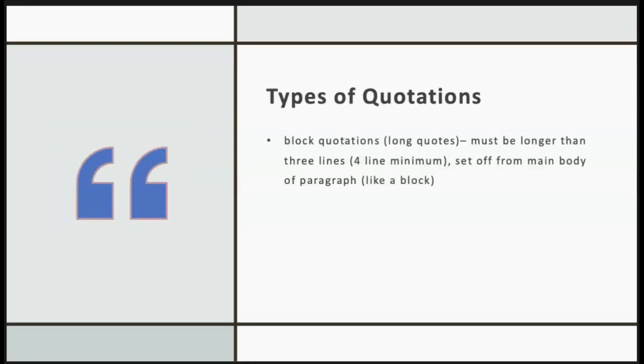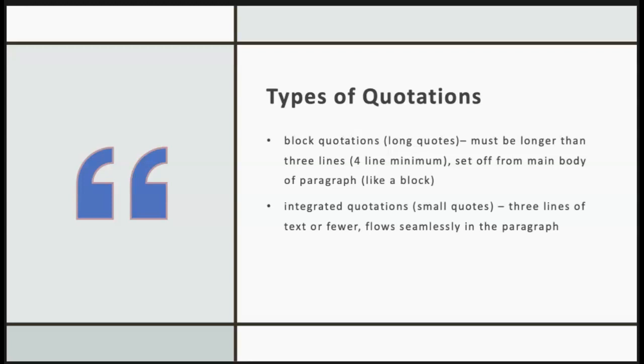Now, there are different types of quotations. One of those is what we call the long quote or the block quotation. Now, you have to have more than 3 lines, so a 4-line minimum is necessary, and those are typed lines. If you are using material from a text and you're directly quoting it and it is at least 4 lines in typing, then you have to set that quote off from the main body of the paragraph like a block, and I'll show you an example in a minute.